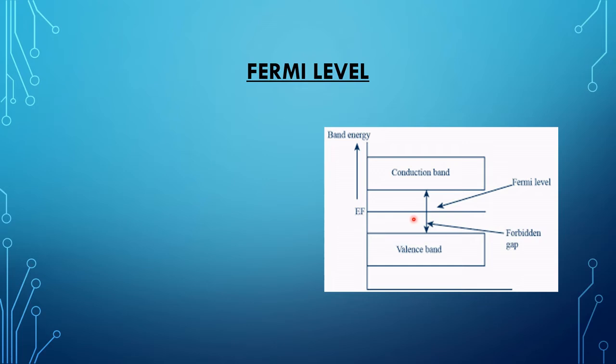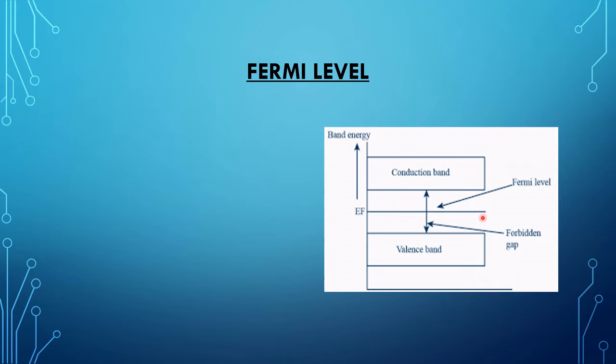So at absolute temperature T equal to 0 Kelvin, when the conduction band is totally empty and the valence band is totally full of electrons, the Fermi level, that means EF, lies near the middle of the band gap between the conduction band and valence band, or the forbidden energy gap. Right? So this is the Fermi level concept at absolute zero temperature.